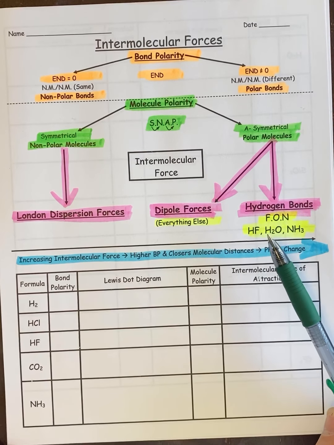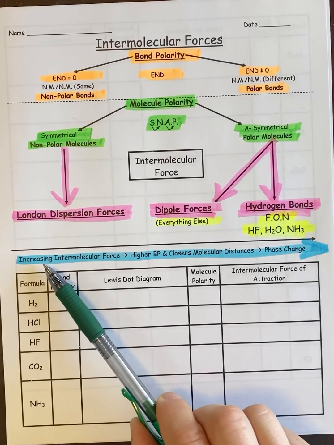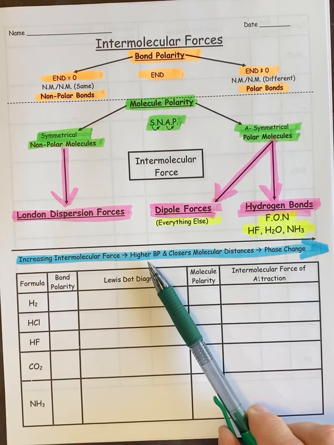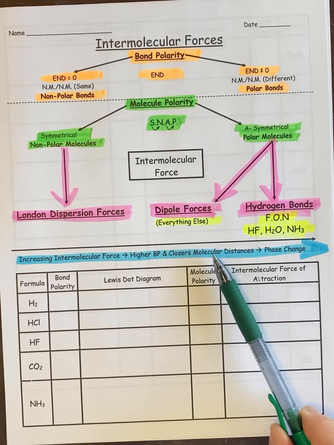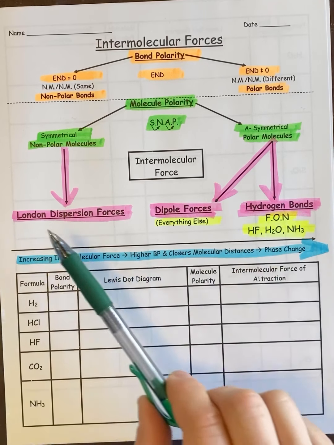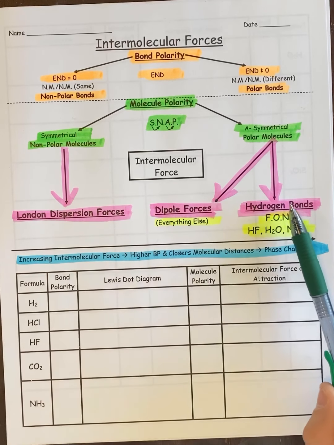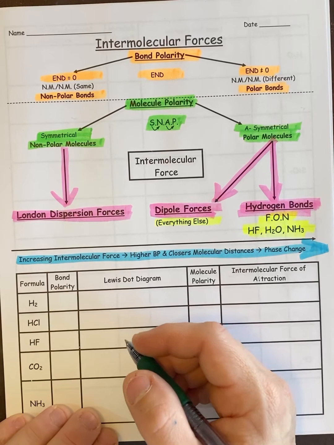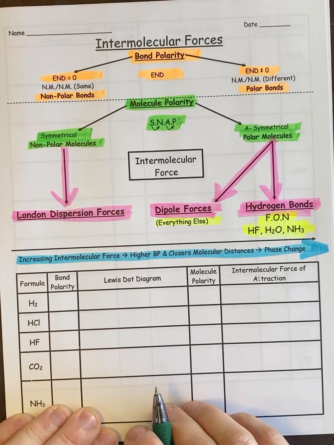Now, what happens with intermolecular forces? Well, as the intermolecular forces increase or get stronger, the boiling points get higher, the molecules move closer together, and you can ultimately cause phase change. So London are the weakest, then dipole, then hydrogen are way, way, way stronger. So I'm going to do a couple practice problems with you, and then you're going to do the rest. So let's do, I guess, the first two, actually. For the first two, I'm going to let you skip drawing out the bonding.